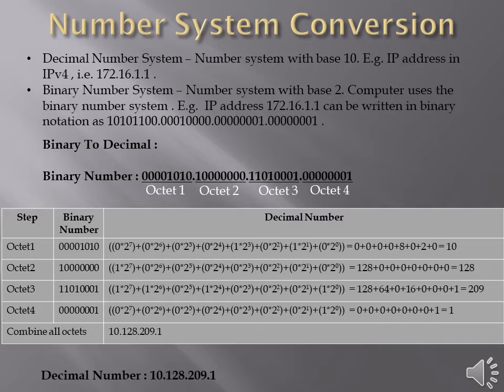For converting this to a decimal number, we have a general formula to calculate the decimal equivalent of this binary number. For converting this binary number, we will convert each octet separately, and then after converting all the octets, we will finally combine the results of all octets to get the decimal number. Let's say octet 1, which is 00001010.